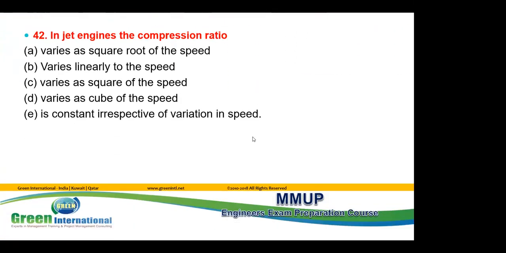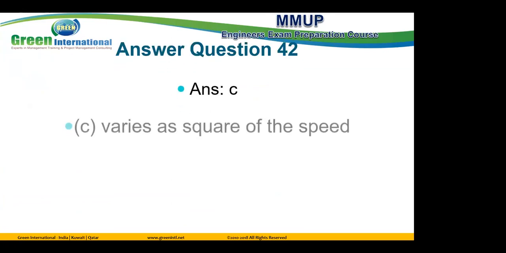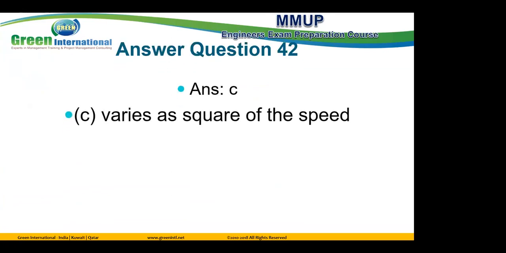In a jet engine, the compression ratio... Variance with the square of the distance, not square root.